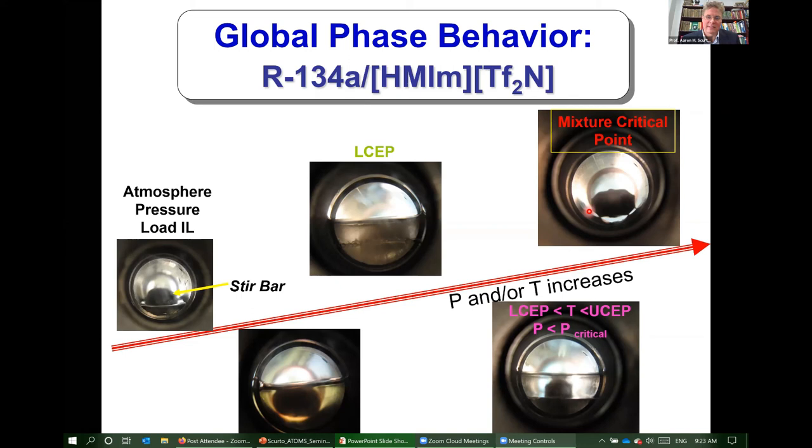We raise the pressure and temperature and we hit this lower critical endpoint, where you can just see the beginning of the formation of two liquid phases in equilibrium with a vapor phase. After the LCEP, we get vapor-liquid-liquid equilibrium up until the upper critical endpoint. And then you can see that as we raise the temperature and pressure even further, we now have a homogeneous critical phase for this particular mixture.